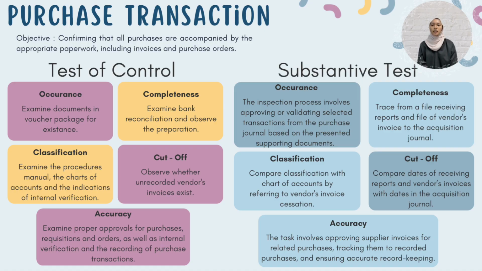Next is substantive test. First, occurrence. The inspection process involves approving and validating selected transactions from the purchase journals based on the presented supporting documents. Second, classification. Compare classification with the chart of accounts by referring to the vendor invoice. Third, completeness. Trace from the file of receiving reports and file of vendor invoices to the acquisition journal. Fourth, cut off. Compare dates of receiving report and vendor invoice with dates in the acquisition journal. Fifth, accuracy. The task involves approving suppliers' invoices for related purchases, tracking them to recorded purchases, and ensuring accurate record keeping.